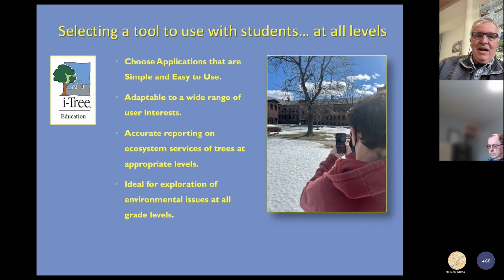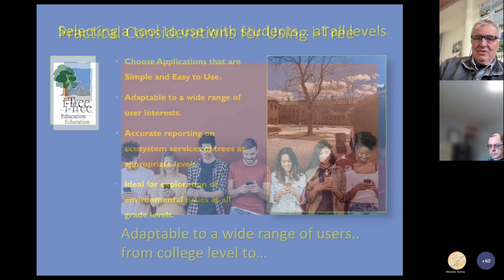But iTree is adaptable to a wide range of these user interests, and we can give you that accurate reporting on the ecosystem services that you've all learned about. And it's ideal for exploration of environmental issues at all grade levels. So the idea will be, if you're working with high school students, their interests may be different than the 6th grade students, and they may be different than the college students.